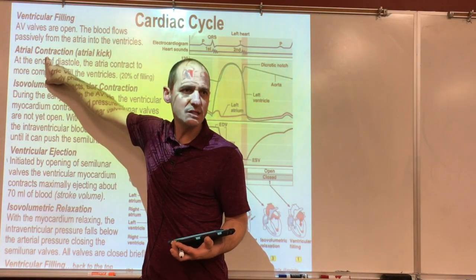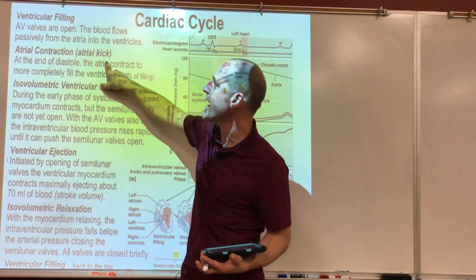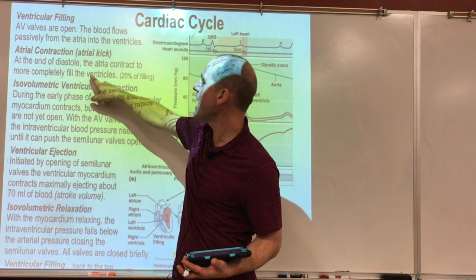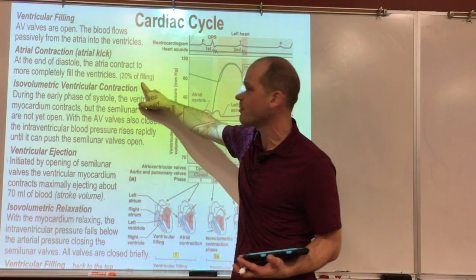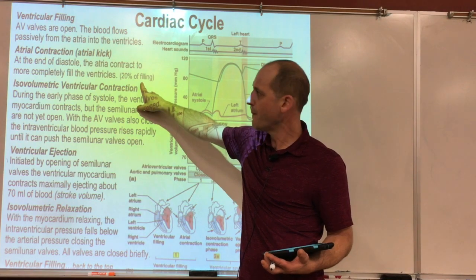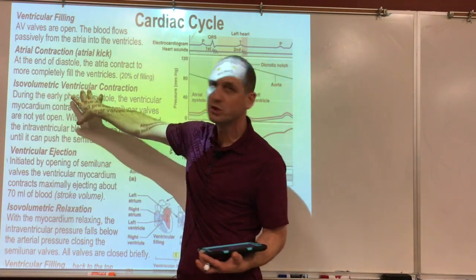That's when the SA node fires that impulse over the atria. We call it an atrial kick. That's when the atria pushes all the blood it's got into the ventricles, and that accounts for about 20% of the filling. And after that, we have a ventricular contraction.